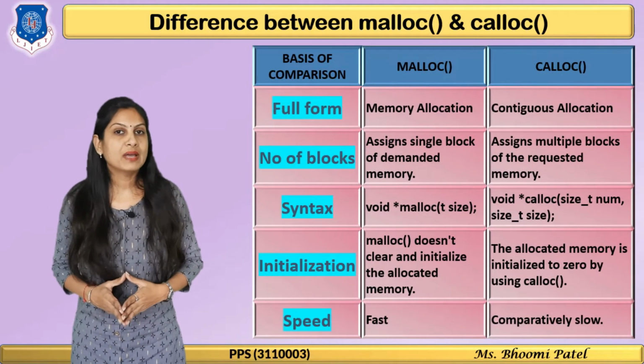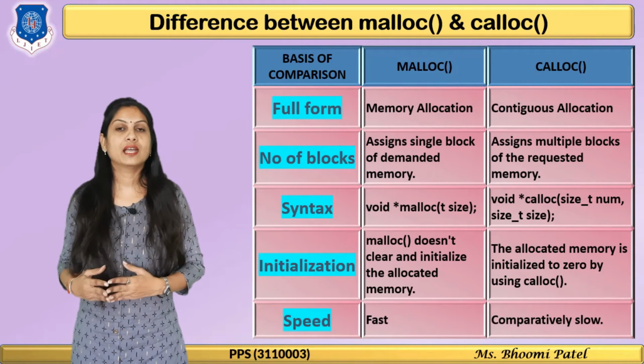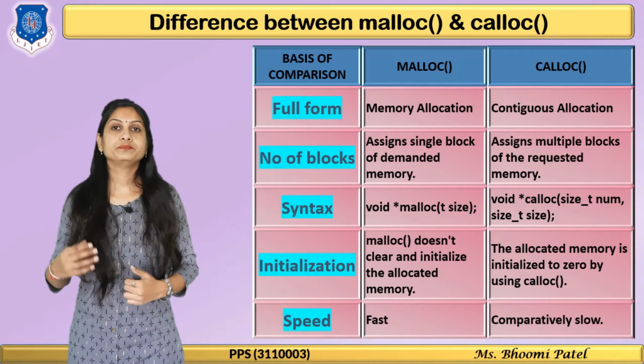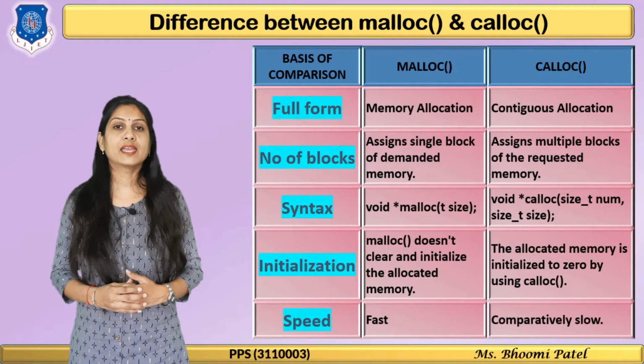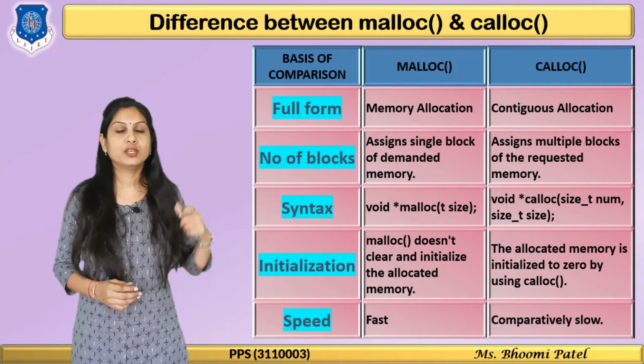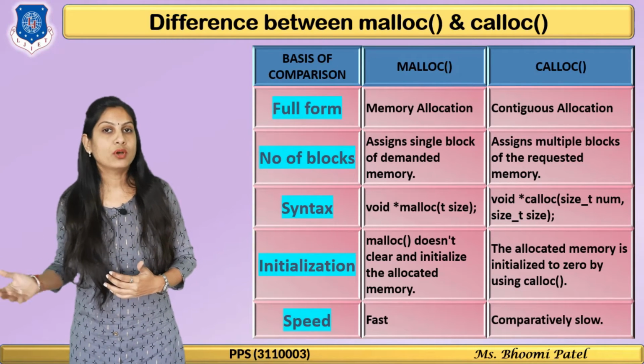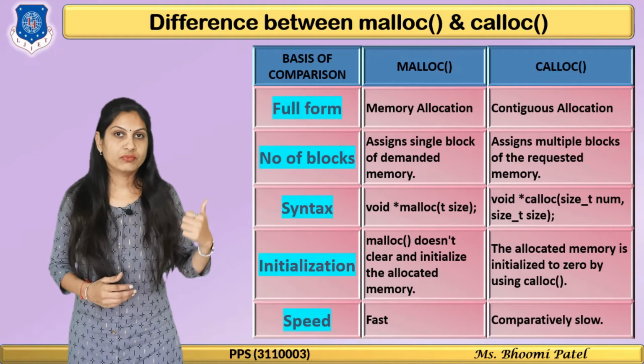Now let's understand the main difference between malloc and calloc. The full form of malloc is memory allocation and calloc is contiguous allocation. The second difference is that you can assign only a single block of memory using malloc, but if you want to assign multiple blocks, then you have to use the calloc function.